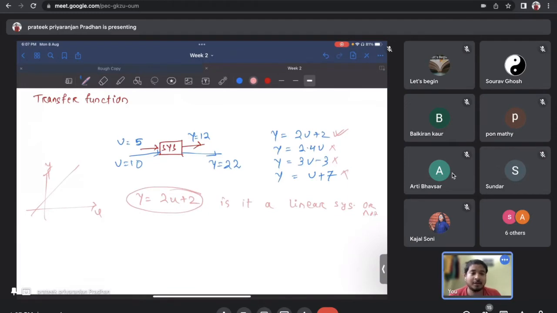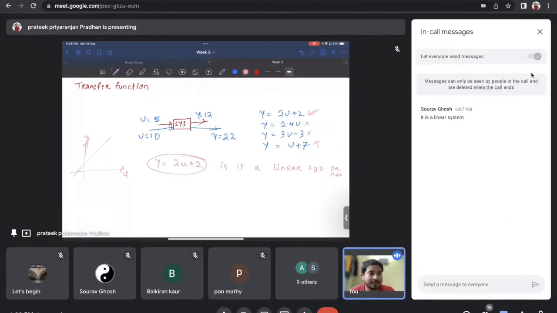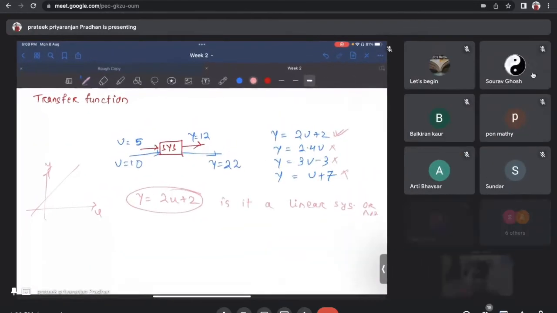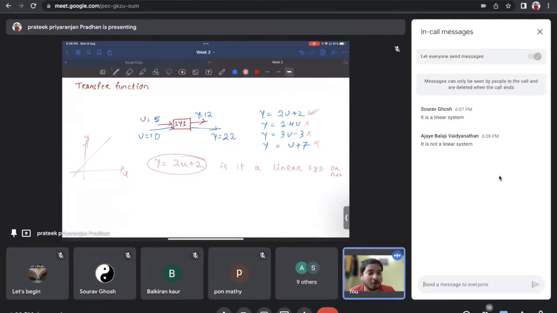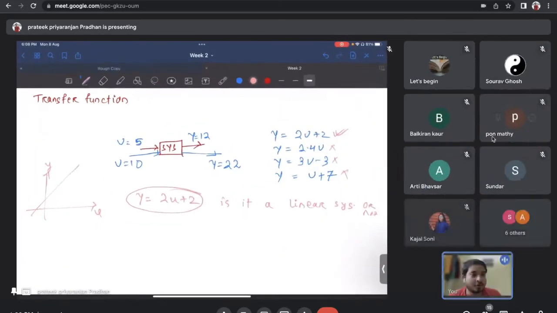You should guess whether you will be correct or not, but you should guess. So Saurabh says it's a linear system. Anyone else? Balaji says it's not a linear system. I guess Saurabh, you have not attended the first week course. It's okay, we will be discussing the same problem statements. I have talked to him.